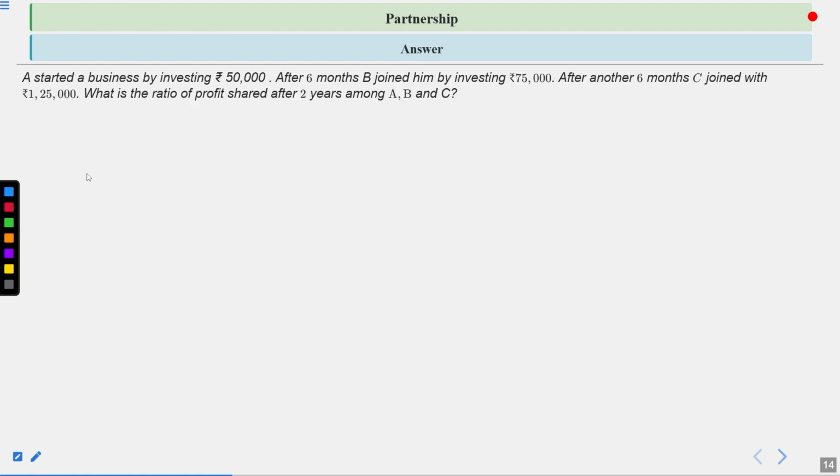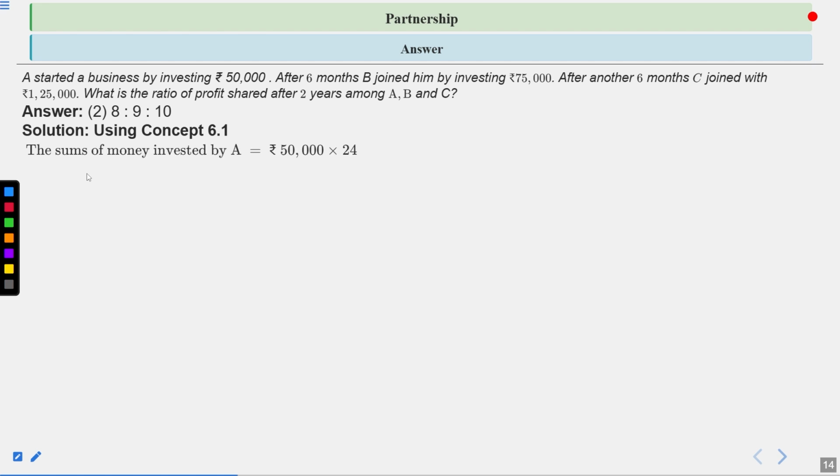So the question says that A started a business by investing 50,000 rupees. After 6 months, B joined him with an investment of 75,000 and after another 6 months, C joined with 1,25,000 rupees. So what will be the profit ratio after 2 years? So we can calculate it. So the correct answer of this question is the second one, which is 8 ratio 9 ratio 10. Now see the detailed solution using concept 6.1 in this question.